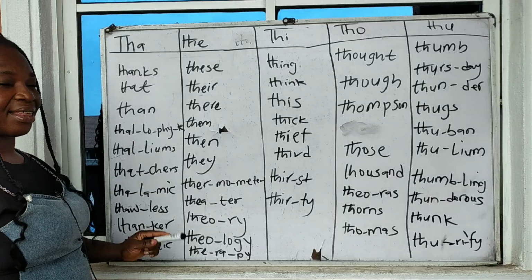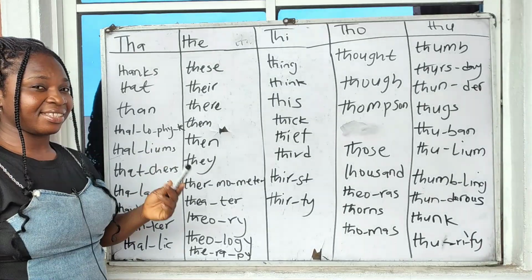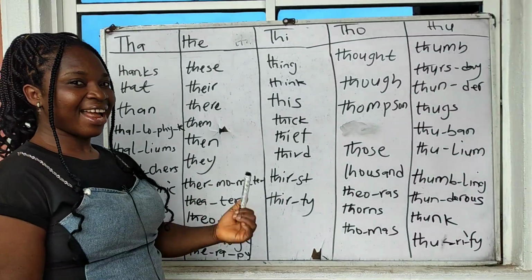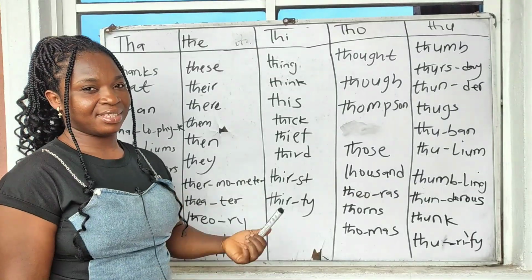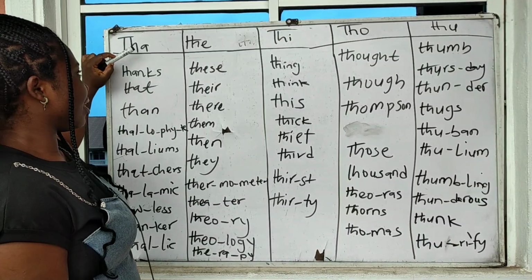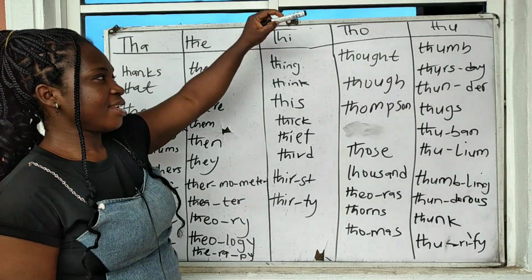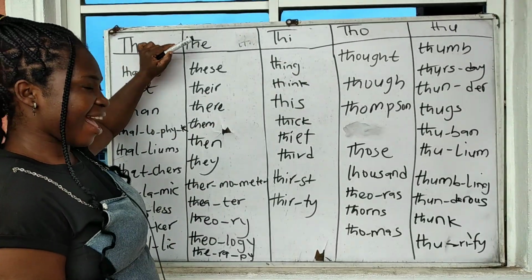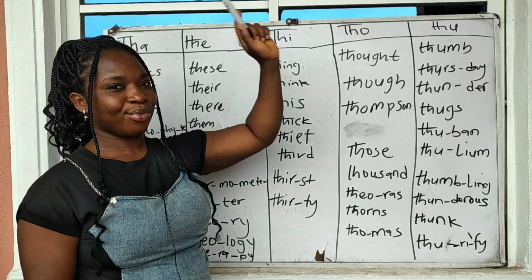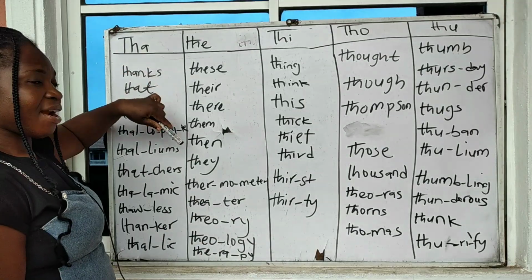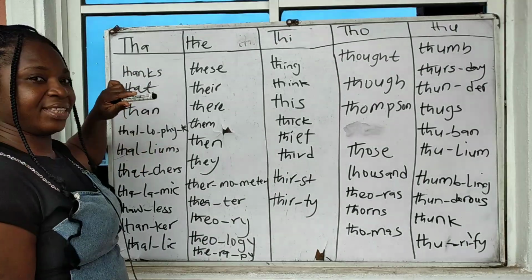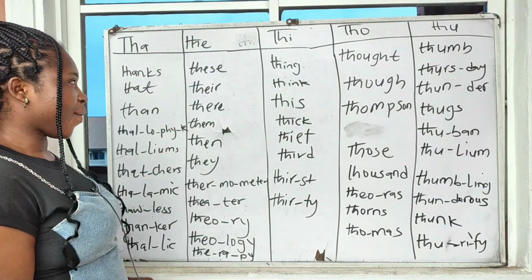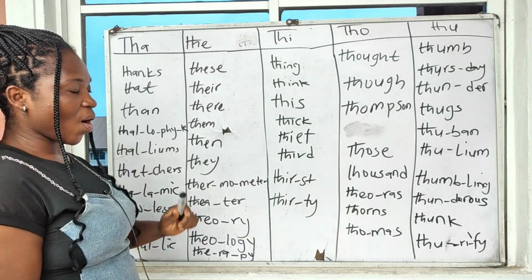It is sounding ta. So you can see that this TH can actually sound da and at the same time sound ta. Remember we have da, de, di, do, du, or ta, te, ti, to, tu. Okay, right on this column we have the de or te.